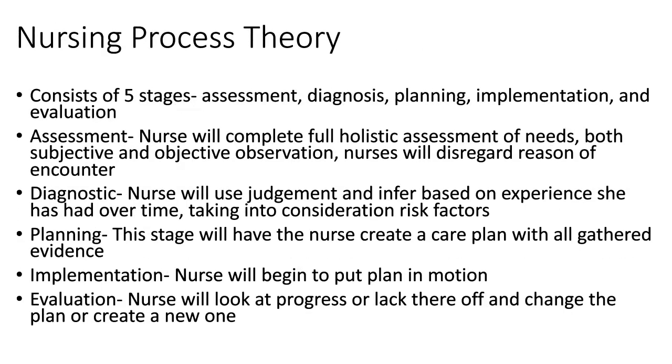So, our nursing process theory consists of 5 stages, and we're going to break them down. Those 5 stages are assessment, diagnosis, planning, implementation, and evaluation. In the assessment stage, the nurse will complete a full holistic assessment of needs, both subjective and objective observation, and the nurse will disregard the reason for the encounter. So the nurse will just pay attention to the way the patient is feeling as well as what she can notice just looking at them.